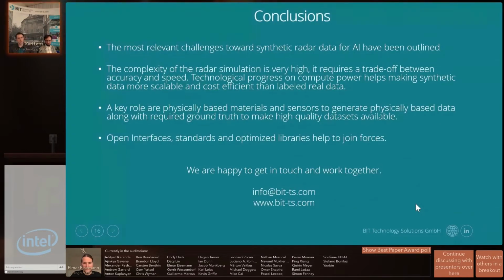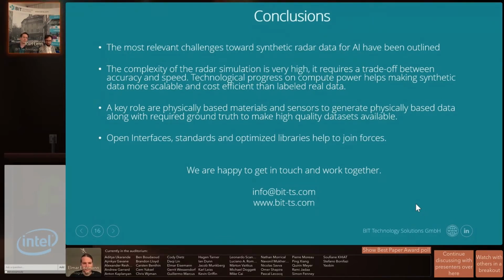So as a conclusion, we outlined some of the most relevant challenges, and I hope you get some ideas with that: what is needed based on the physical complexity, but also what you need as ground truth in the first instance, and also what the technology behind it and the libraries can do to make this more scalable and cost efficient, especially compared to labeling real data. And this is where we are now, at the crossing point.